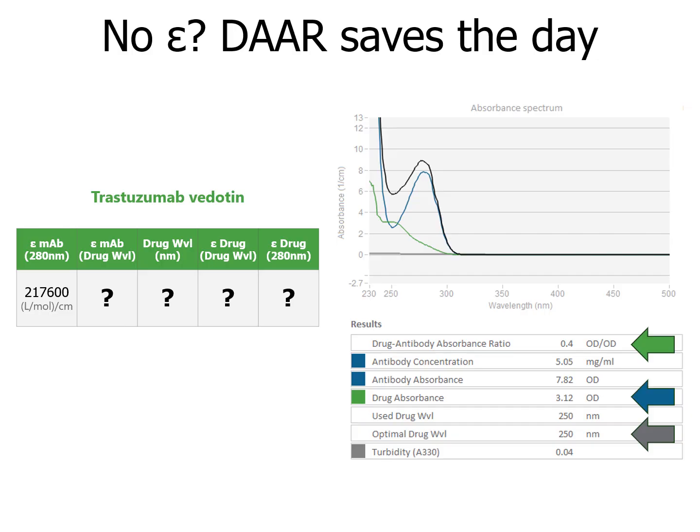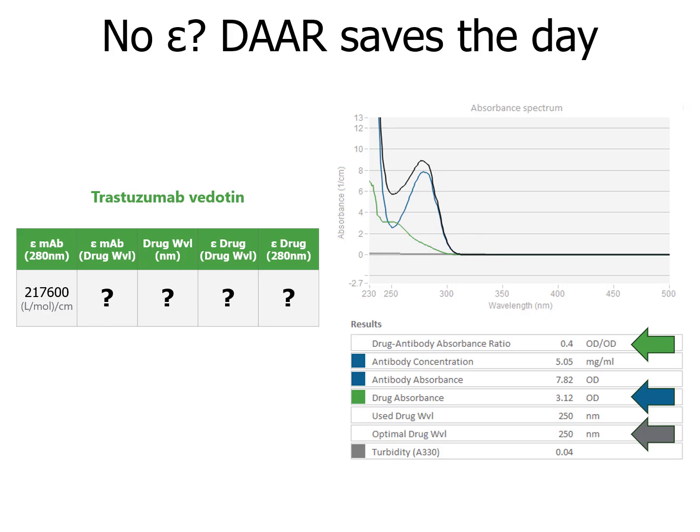Stunner also comes prepared for situations when you don't know the molar extinction coefficient value of your drug. So in other words, you have a drug absorbance, but no way to calculate drug concentration. In this situation, Stunner will report the drug-antibody absorbance ratio, or DAAR, which is a ratio of the OD absorbance of your antibody and your drug, so that you still have a metric to compare different conditions or samples for your ADCs. To explain this a little bit further, on the slide we're looking at trastuzumab vedotin.